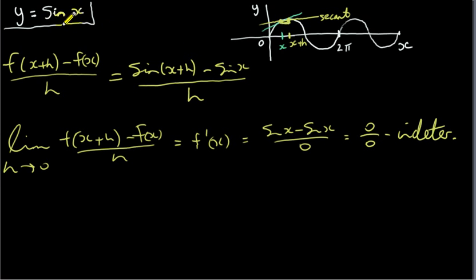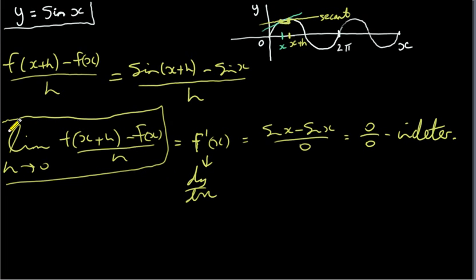Now to get the derivative of our function, dy dx, or f prime of x, which is the same thing as dy dx, we have to calculate this quantity here. So this is what you've got to memorize: the limit as h tends to 0 of Newton's quotient. And that's given the notation f prime of x.